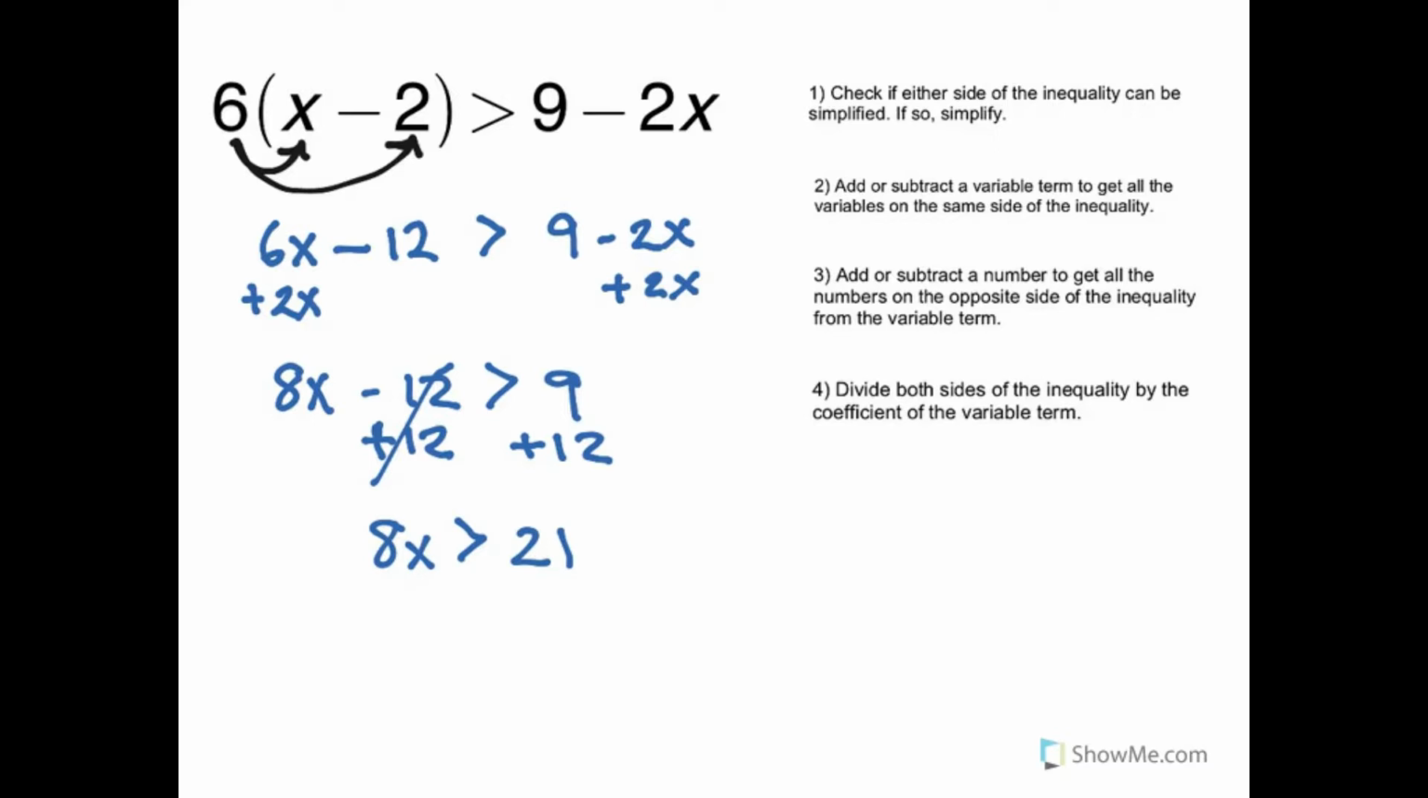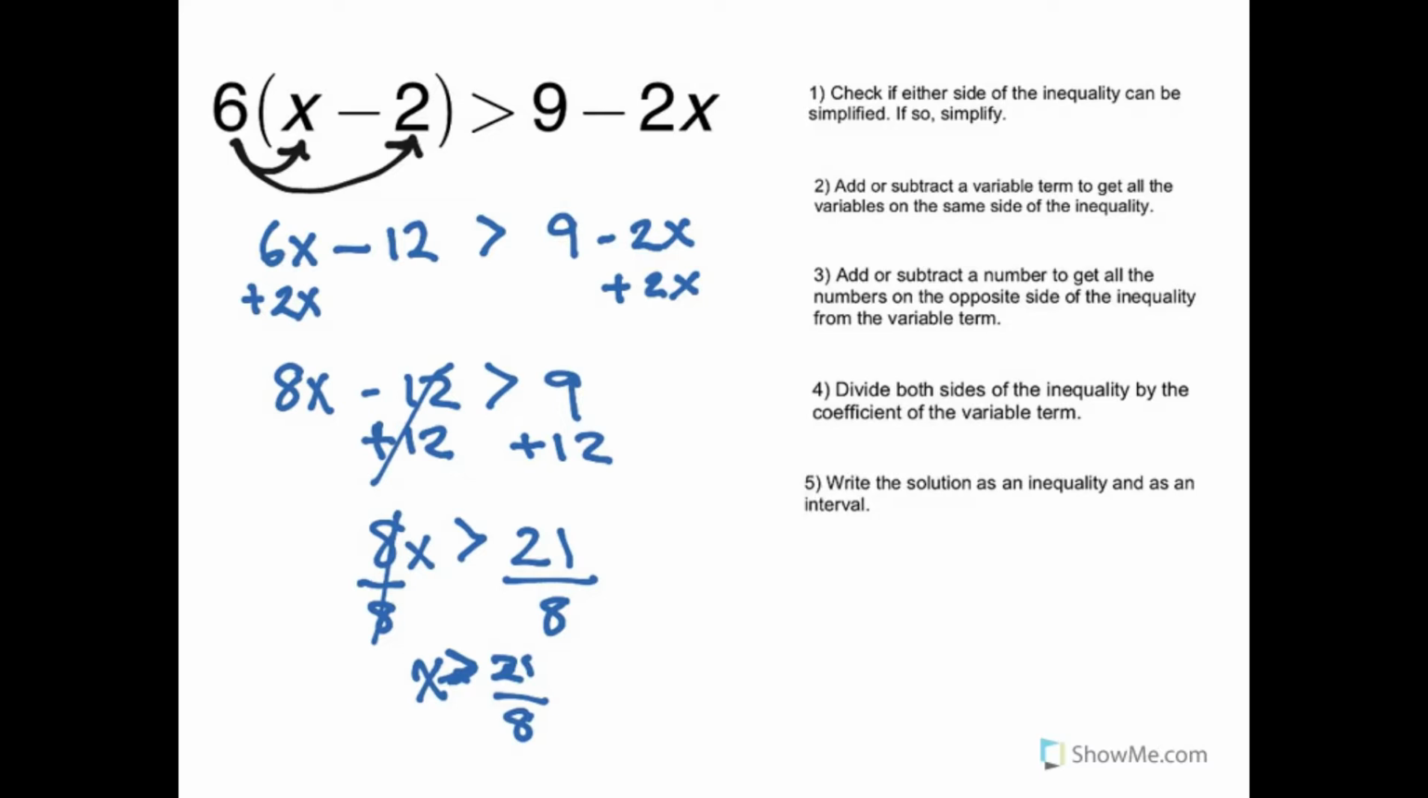Now I divide both sides by 8. 8 divided by 8 is 1. So I end up with x is greater, not equal, greater than 21 over 8. Even though it's a fraction, it's a perfectly legitimate answer. 21 over 8 is a number.